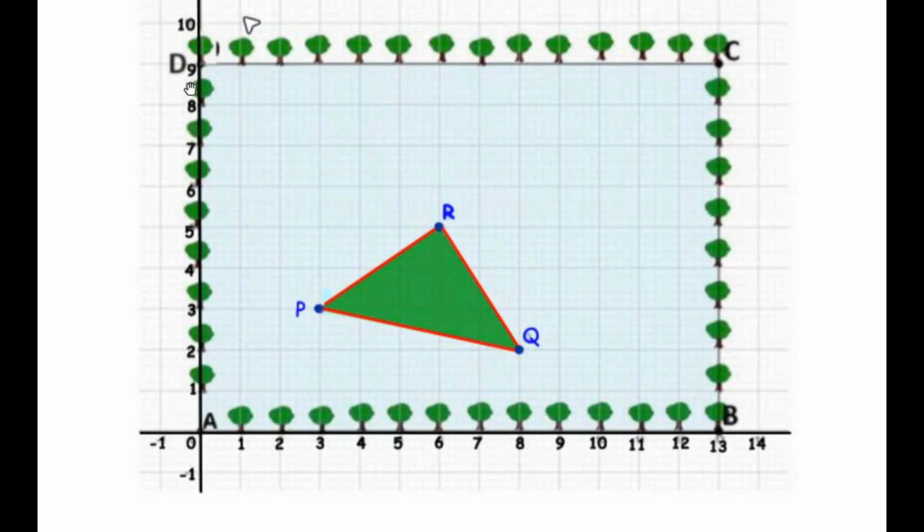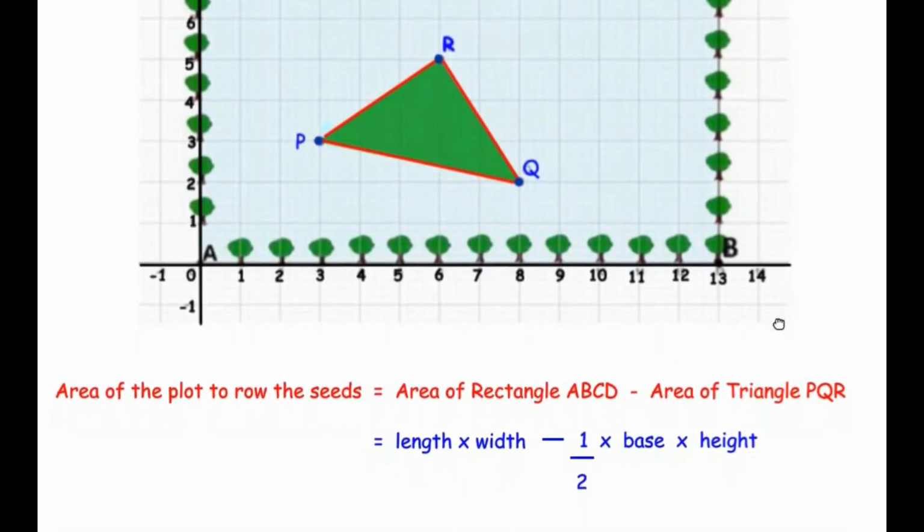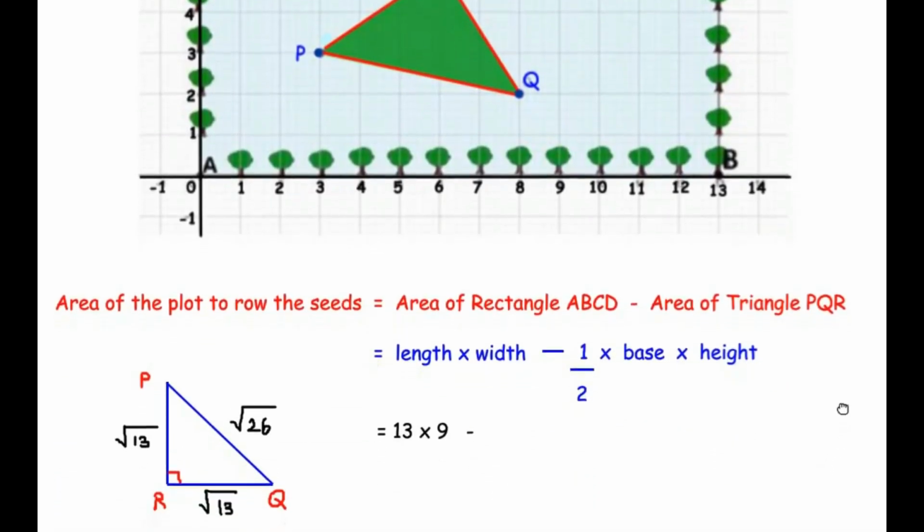Similarly, the width is going to be from point A till point D, starting at 0 and ending at point 9. So the total width is going to be 9 meters. So let us substitute here 13 times 9. So this gives us the area of the rectangle.